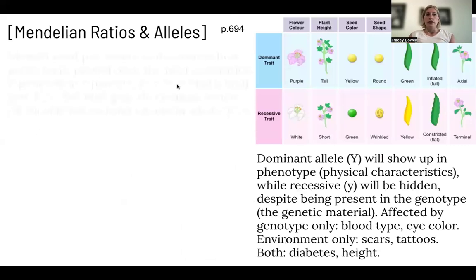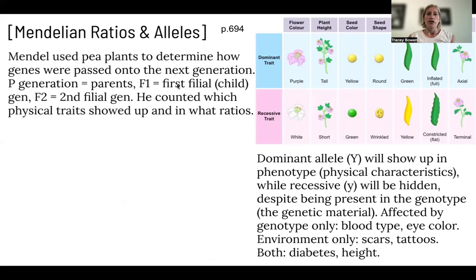So Mendel took pea plants to determine how genes were passed on to the next generation. And he did artificial pollination of all of these, and he was really into pea plants. So P generation is the parent generation. F1 is the first filial generation, which is the first children. And then F2 is the second filial generation. And he counted what traits showed up, what physical traits, and in what ratios.